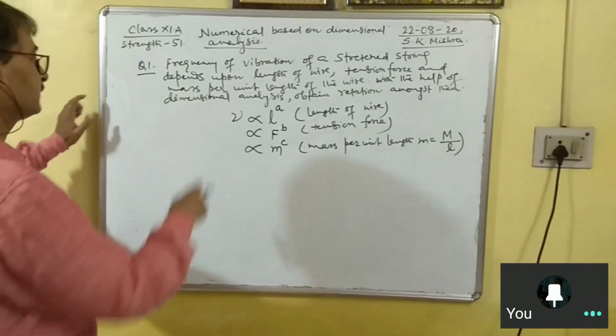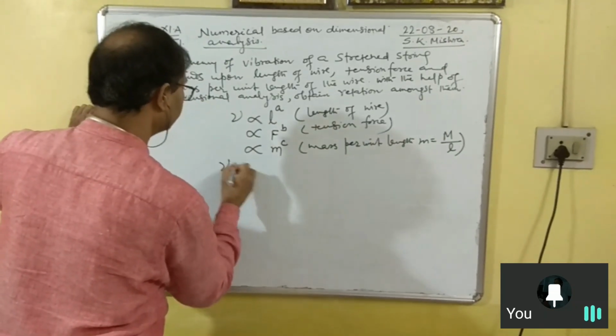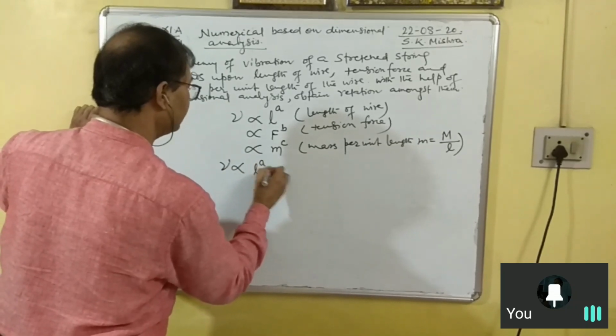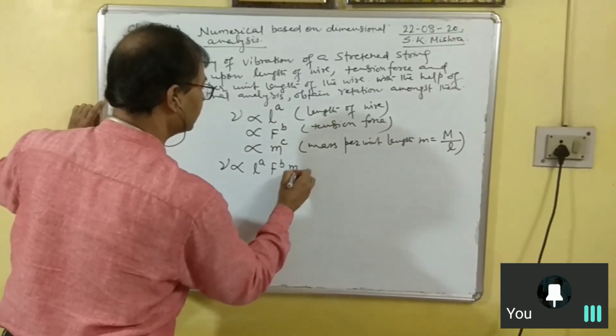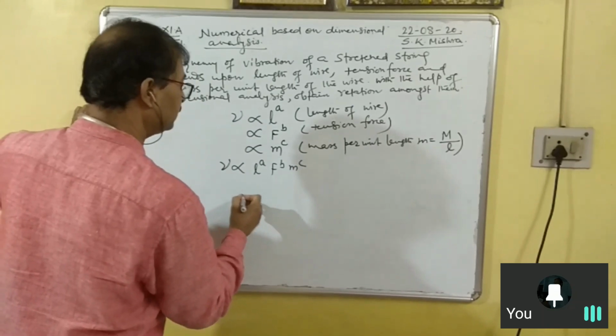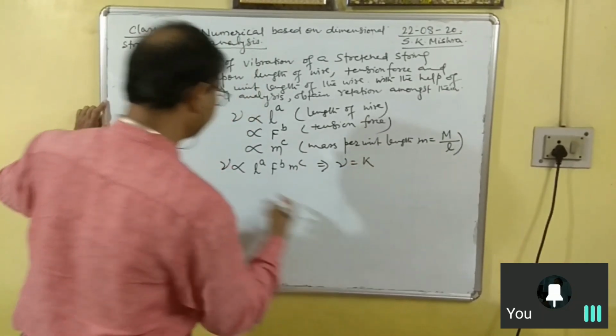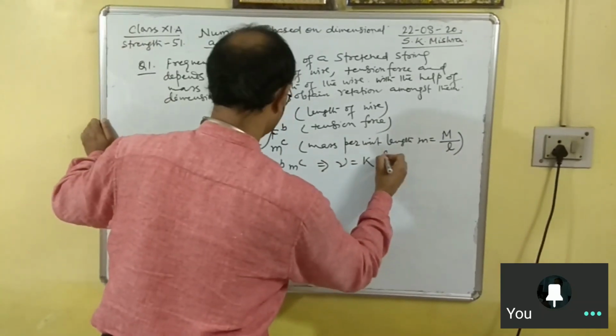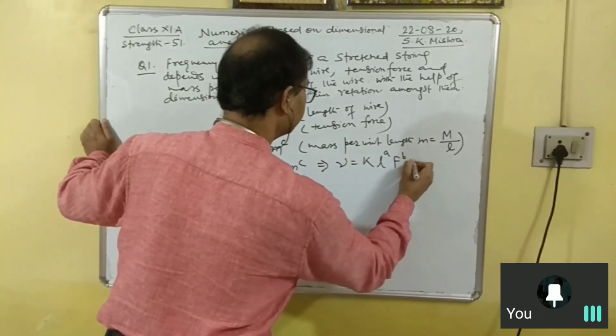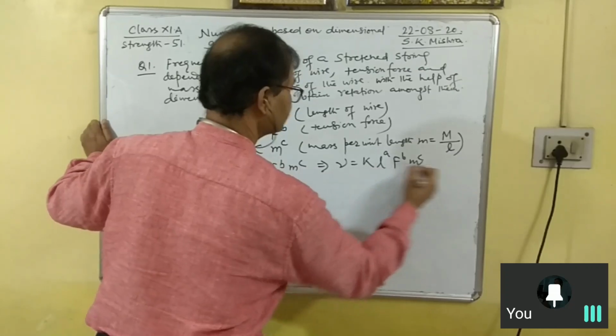Okay, so you can just combine all these. This is L raised to A, F raised to B, then m raised to C. So nu is equal to some constant K, L raised to A, F raised to B, and then m raised to C. Okay, consider it as equation 1.